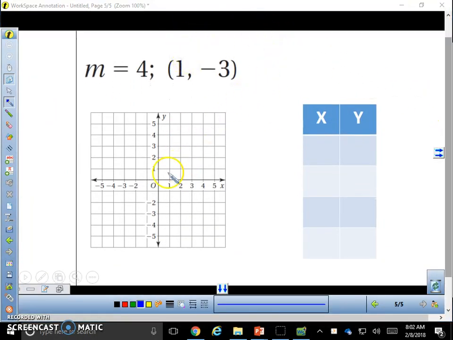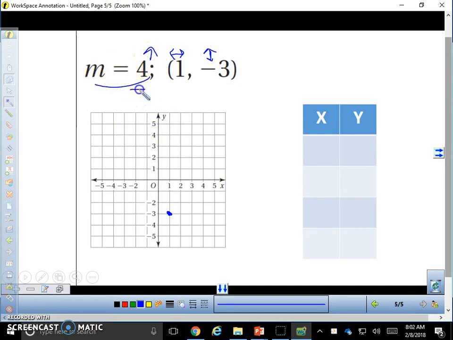Take the point, graph it. 1, -3. Remember, this always tells you to go right to left. This always tells you to go up and down. Okay, take your slope. Up 4, right 1. Whole number, 1 always goes underneath it. Up 4, 1, 2, 3, 4, 1. 1, 2, 3, 4, 1.